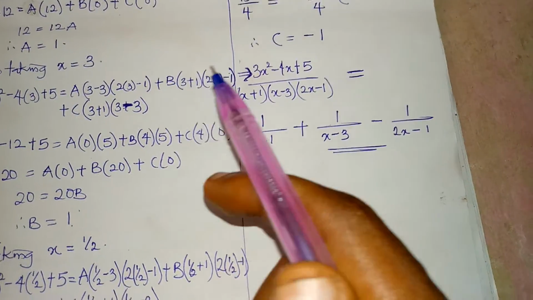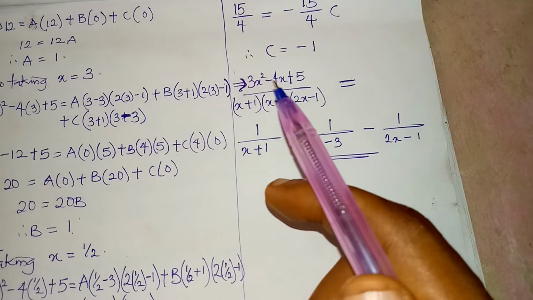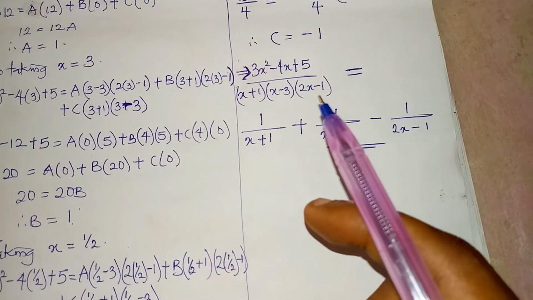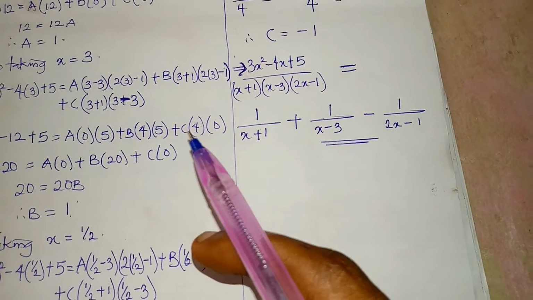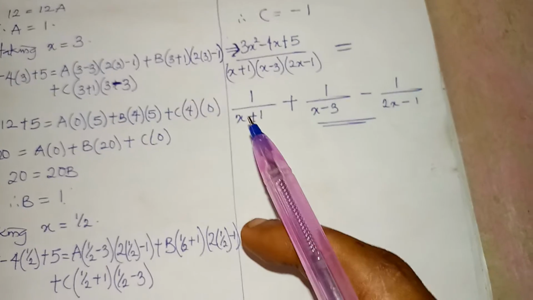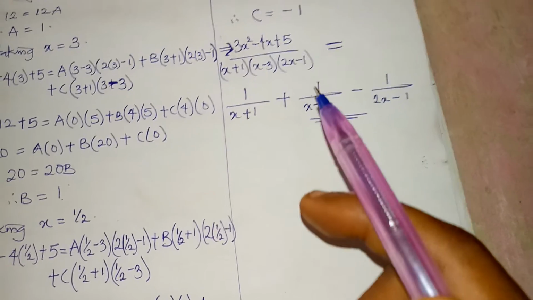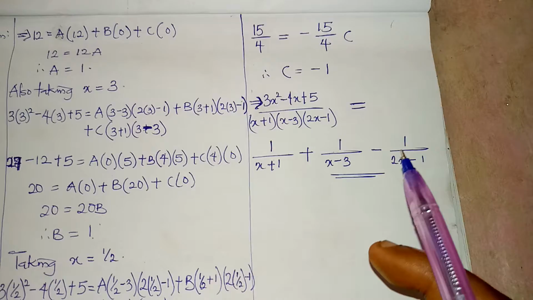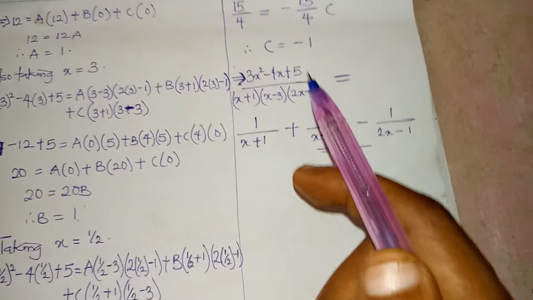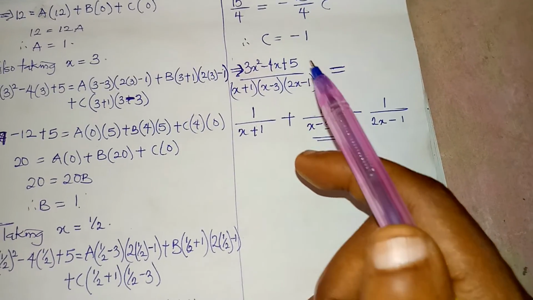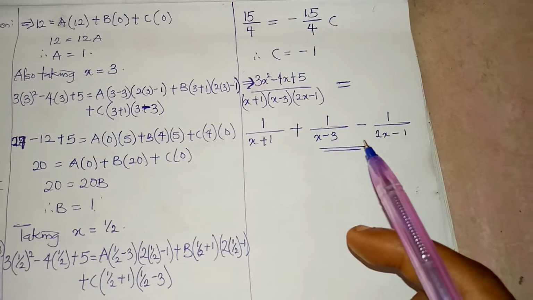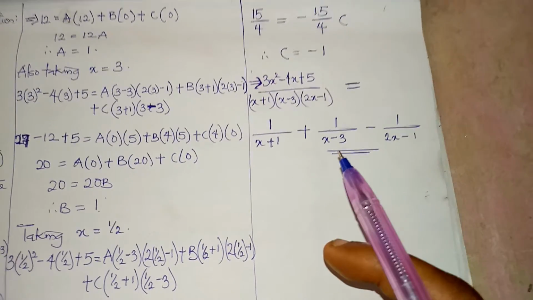So now go back to the question, which says 3x squared minus 4x plus 5 over x plus 1, x minus 3, 2x minus 1. So I want to introduce my constants as I've done earlier in the very first case. So my a here now will be 1. My b will be 1. But my c should have been minus 1. Here I should have plus, but because of this minus sign, I'm having minus at the c here. That's why I said minus times plus gives us minus. And this will be our answer for the question.